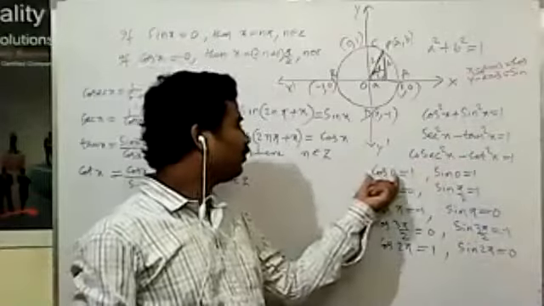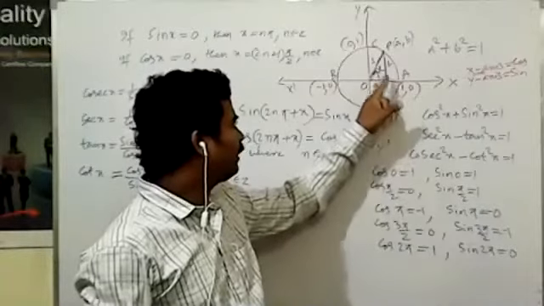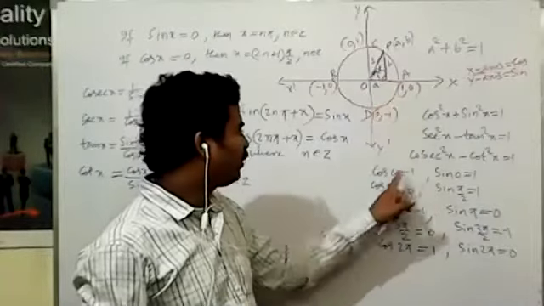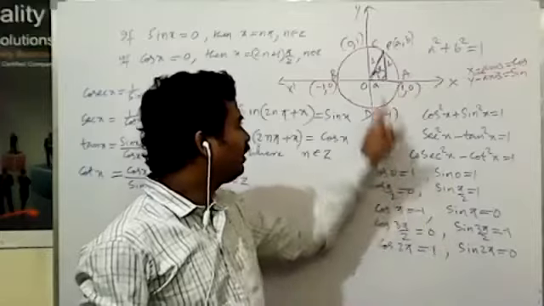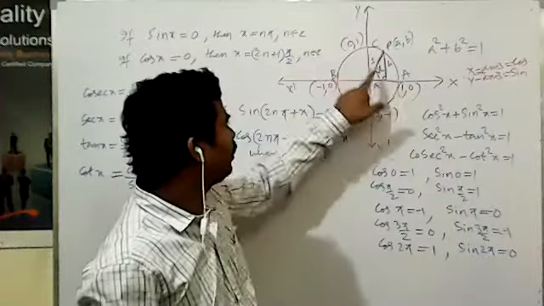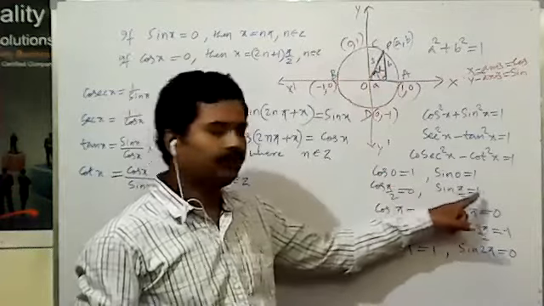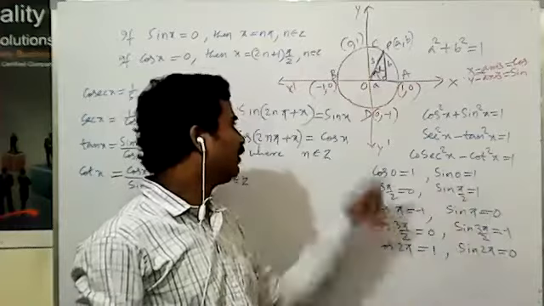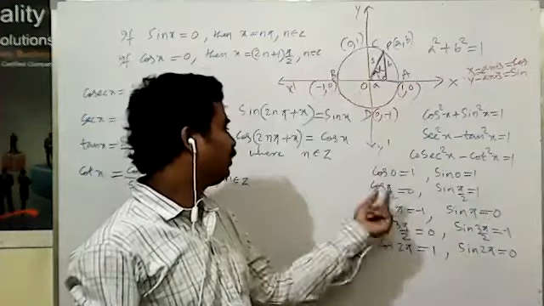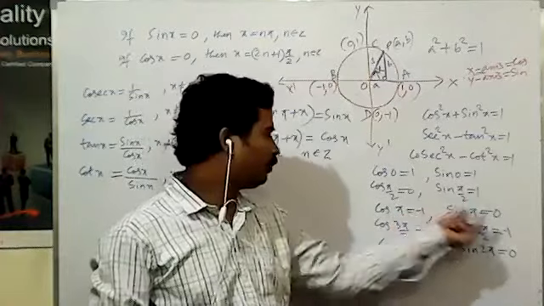Similarly, cos 0 is equal to 1, why? Because this is a 0 angle. So if x is 0, that is equal to 1. So that's why cos 0 is equal to 1, and sin 0 is equal to 0. This is the 90-degree angle. So cos pi by 2 is equal to 0, and sin pi by 2 is equal to 1. And this is the pi angle. So cos pi is equal to minus 1, and sin pi is equal to 0.